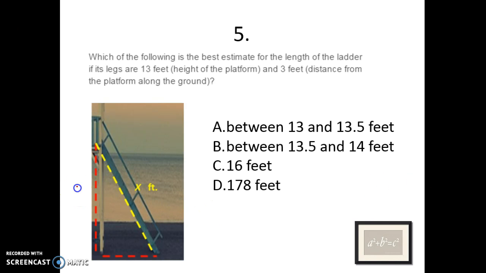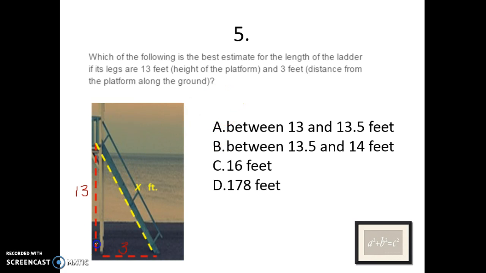This is 13 feet. That's the height of our platform. And 3 feet, the distance from the platform along the ground. So, let's see, 3 feet. This is 3. So it wants to know what is the best estimate. So we're looking for an estimate. We're not necessarily looking for an exact number, but let's figure out the exact number.